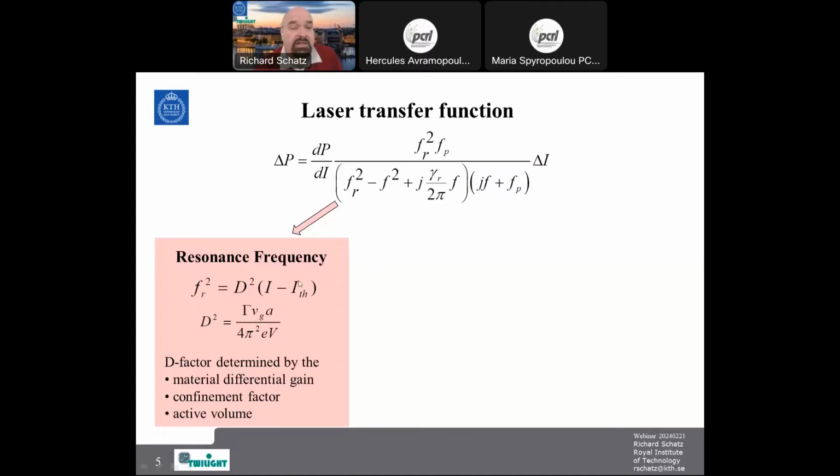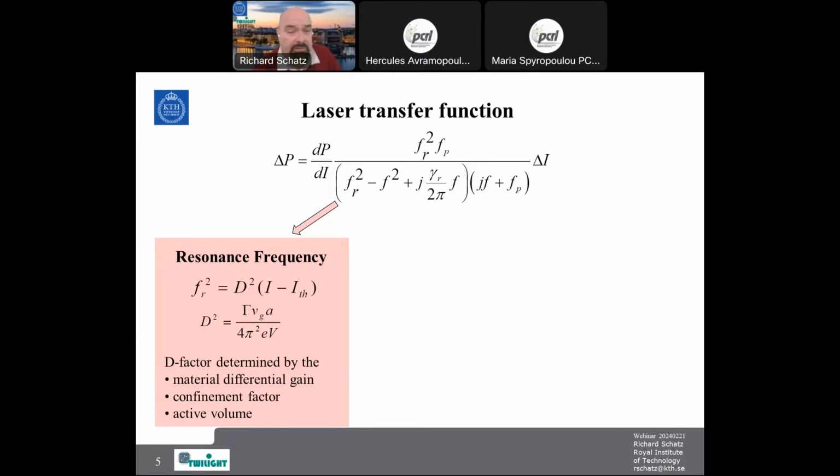The resonance frequency squared increases approximately linearly with the current above threshold. And this D factor depends on the differential gain, which is represented by this little a here. That's the differential gain per square meter, in fact. The D factor is determined by a material differential gain.